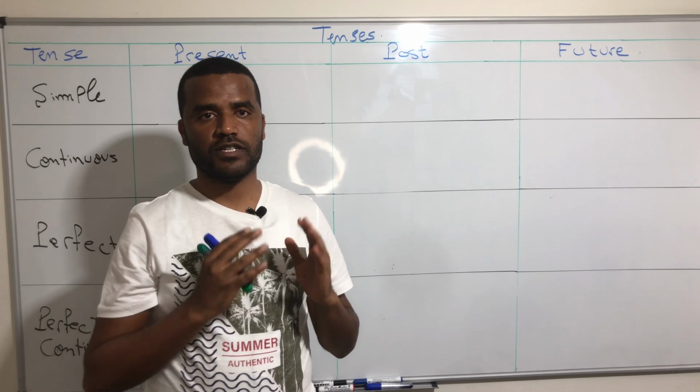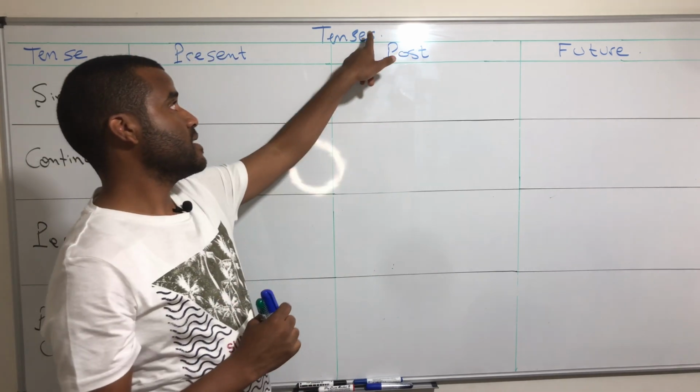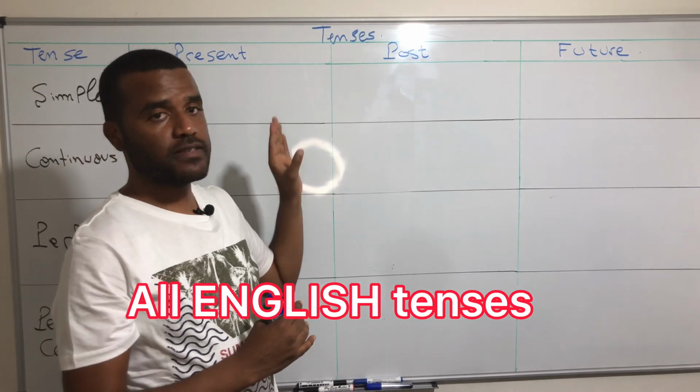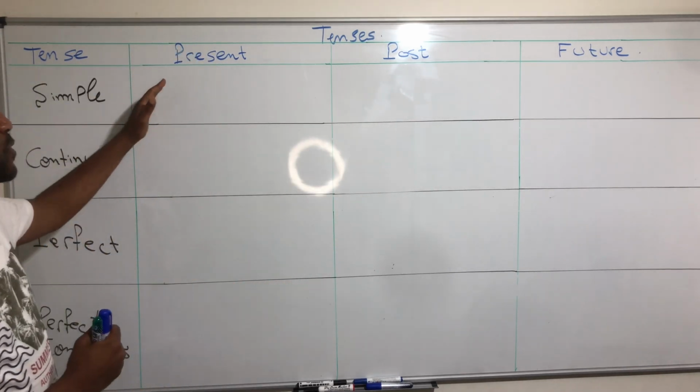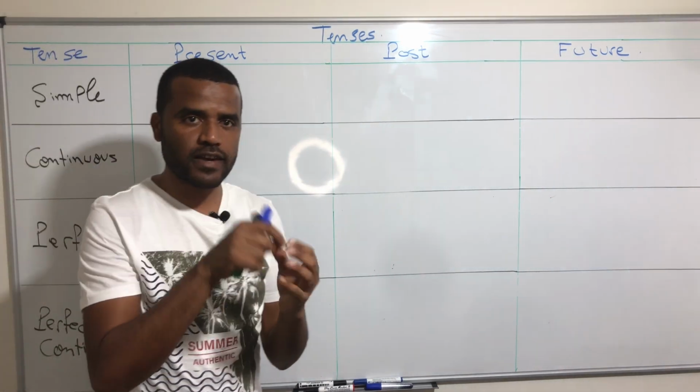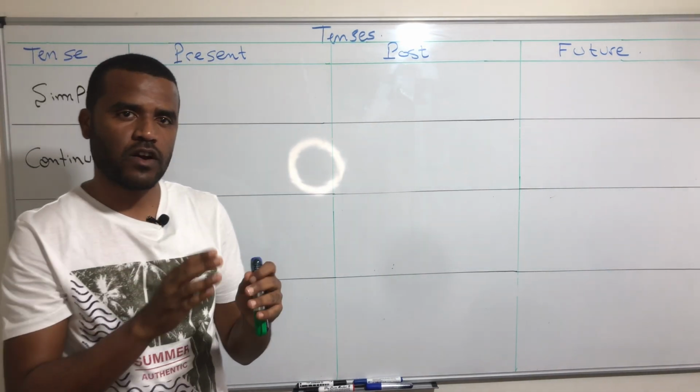Today we are going to explain the English tenses. We are going to see all the tenses in English. We have present, past and future. We are going to focus just on the rules.